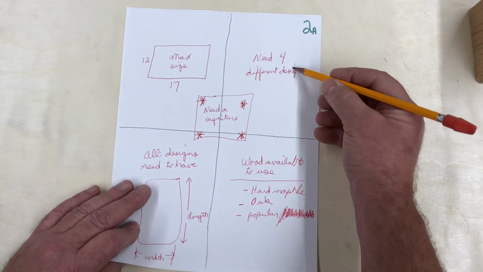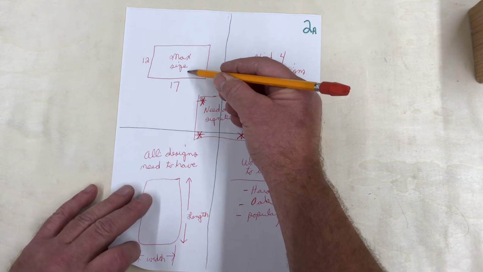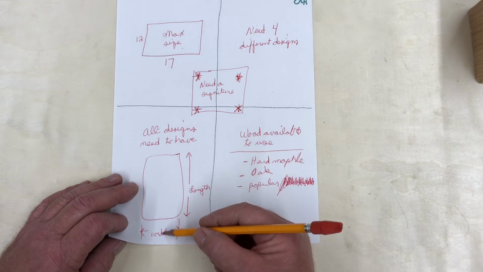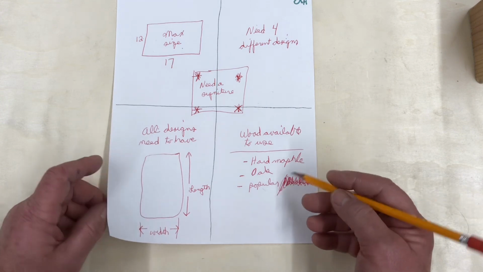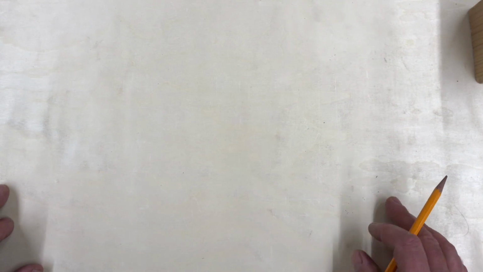Now remember, everything needs to follow this. You need four different designs. Maximum size is 12 by 17; if you're going any bigger than that, you have to talk to me. They need to have lengths and widths on them, and there are three choices of wood. That is how you create your thumbnail. If you have any questions, feel free to ask.